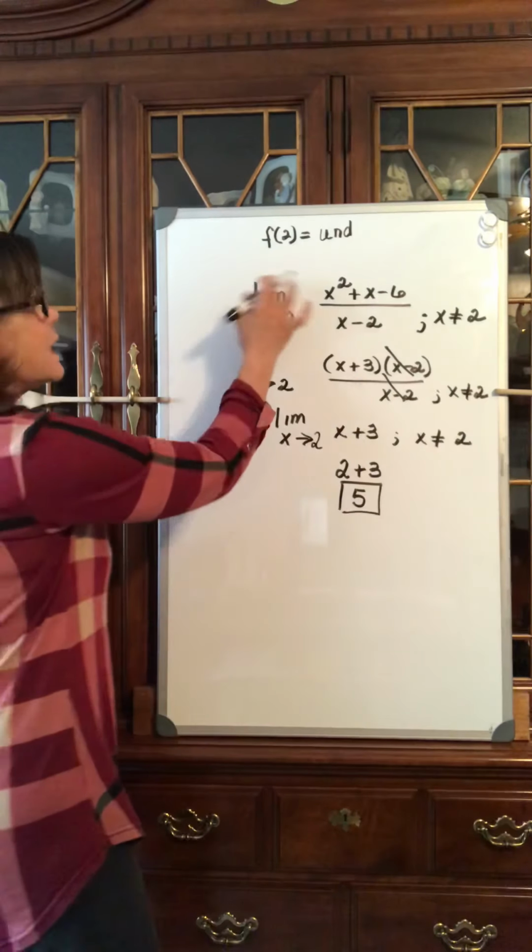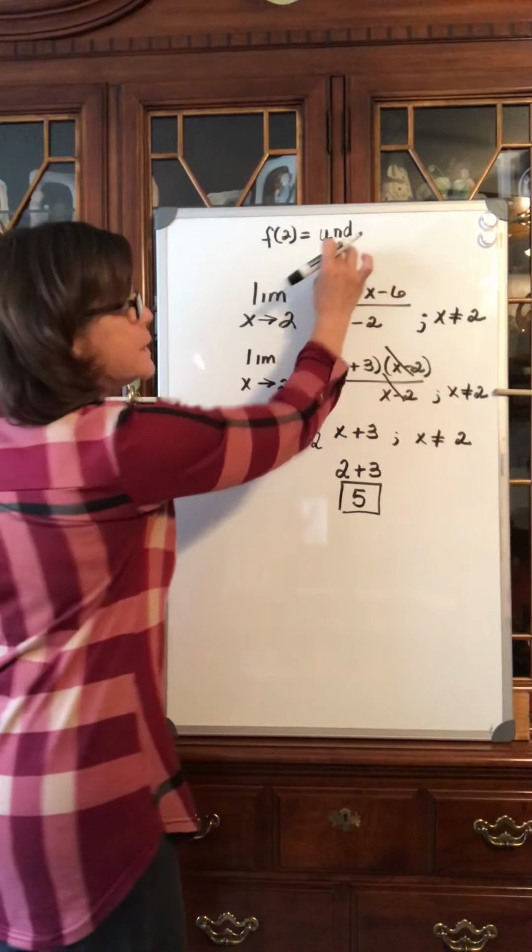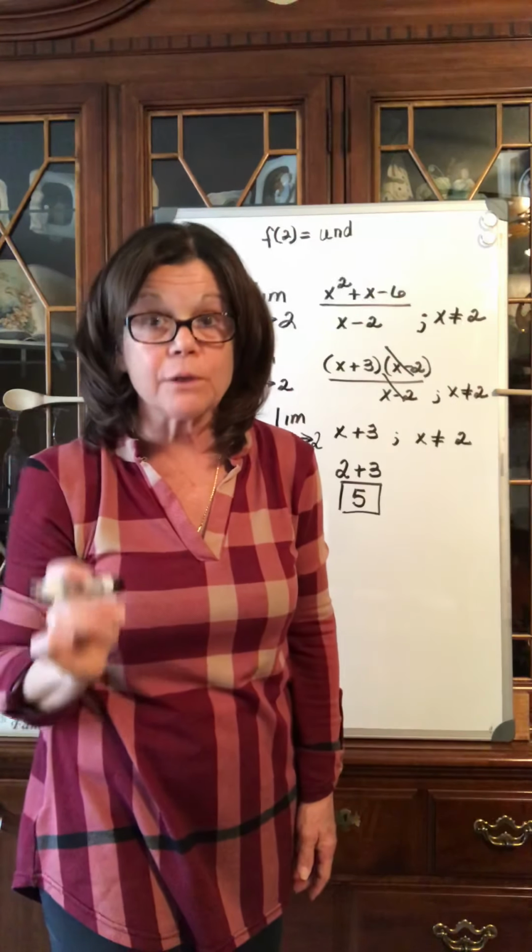So the limit as x approaching 2 is 5. F of 2, the function value, is undefined because there's no y value at that exact point.